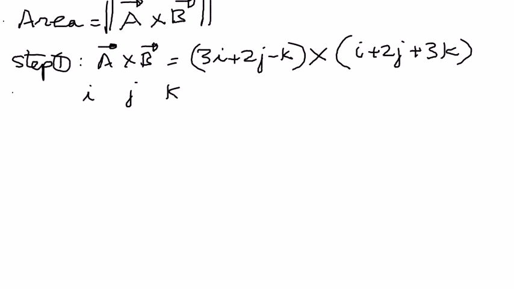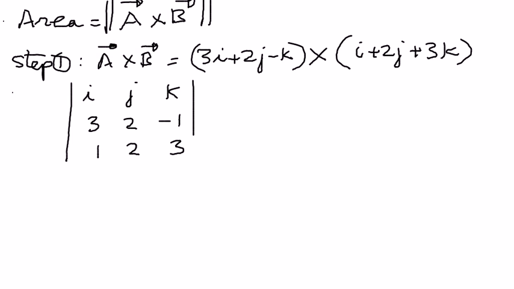We write i, j, k as the first row, then we write the coefficients of i, j, and k for vectors a and b just below this. The coefficient of i for vector a is 3, the coefficient of j is 2, the coefficient of k is -1, and the coefficients for vector b are 1 for i, 2 for j, and 3 for k.